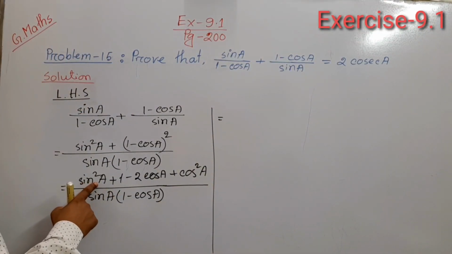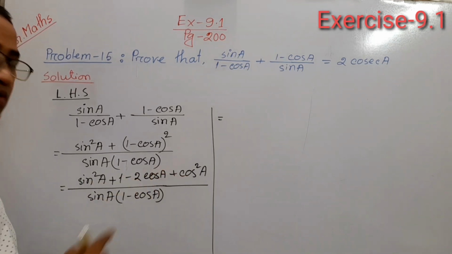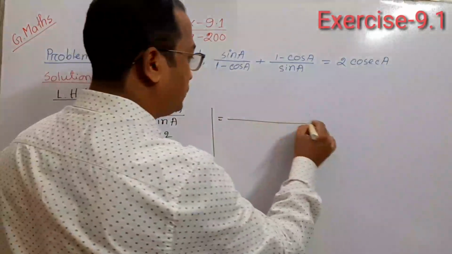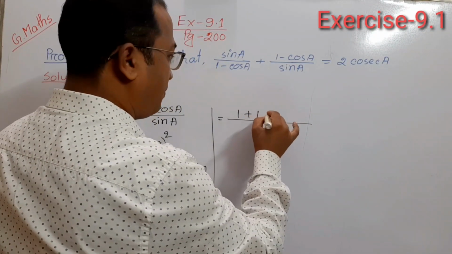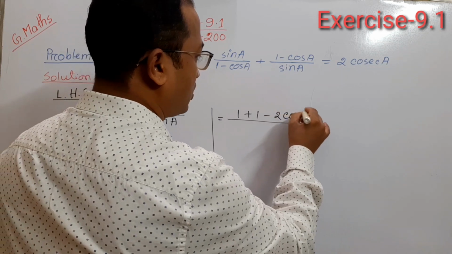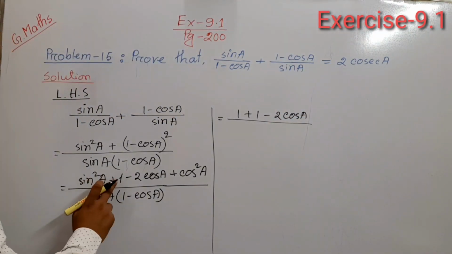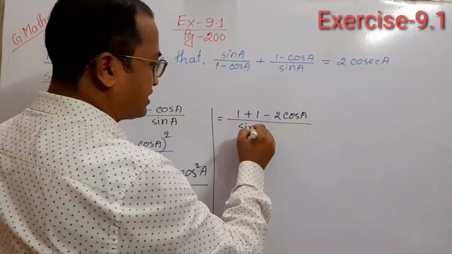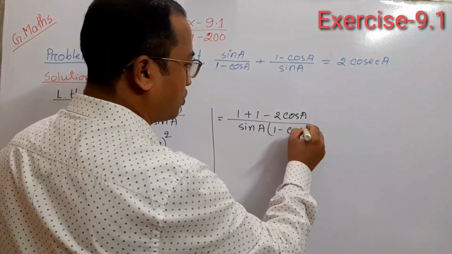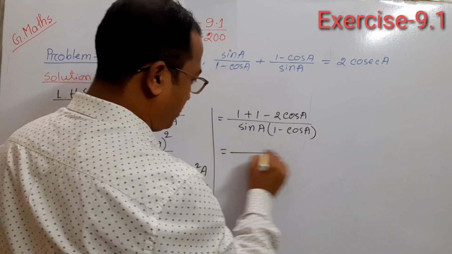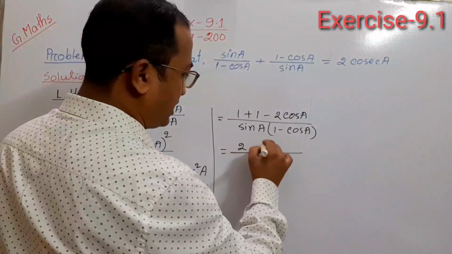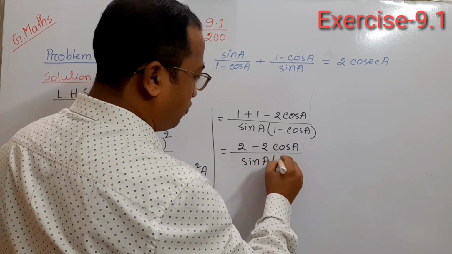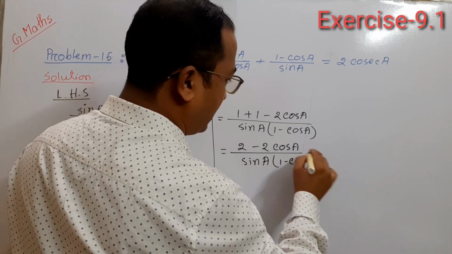Now look, sin square A plus cos square A becomes 1. We know sin square A plus cos square A equal to 1. So 1 plus 1 minus 2 cos A, and the denominator is sin A (1 minus cos A). Now it becomes 2 minus 2 cos A over sin A (1 minus cos A).